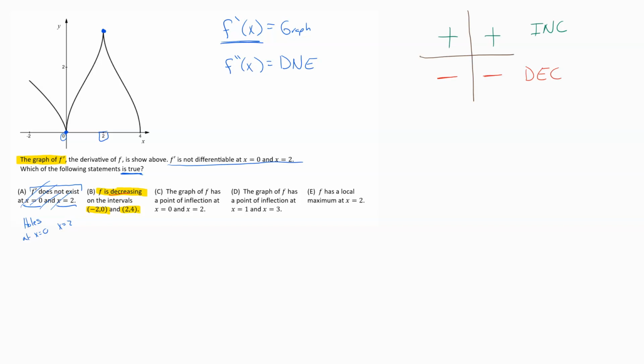So if f is decreasing on these intervals, we need the graph of the derivative, which is what we're looking at, to all be down in the negative. Well, we can see that between -2 and 0, it is not down in the negative, and it is also not down in the negative between 2 and 4. So that is not going to work for us.